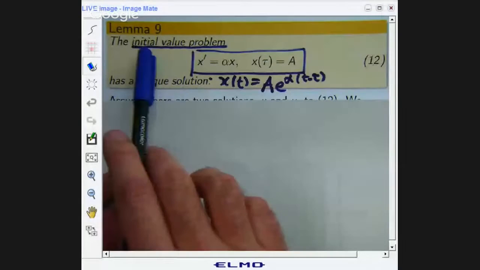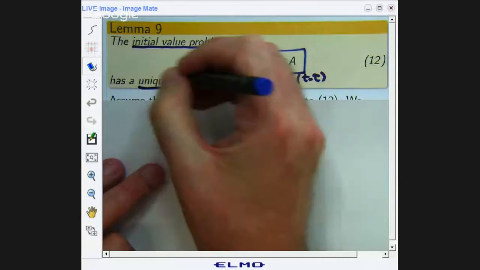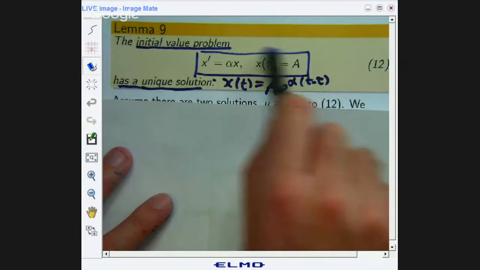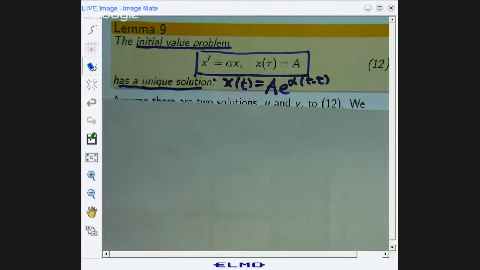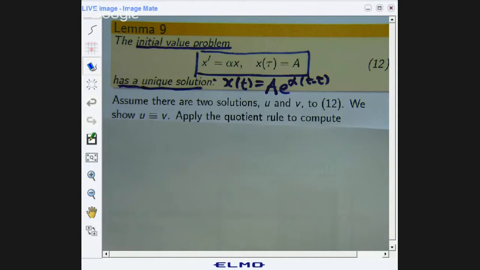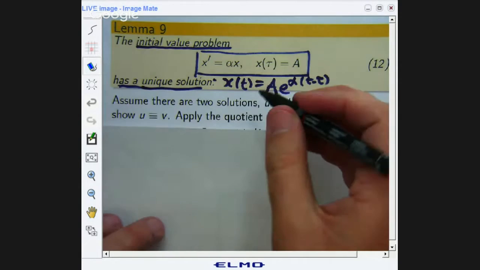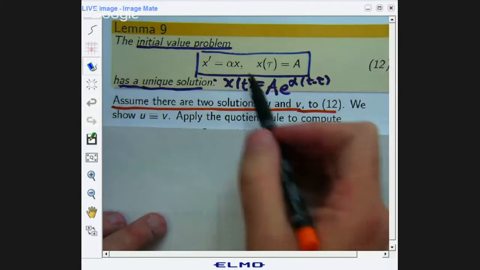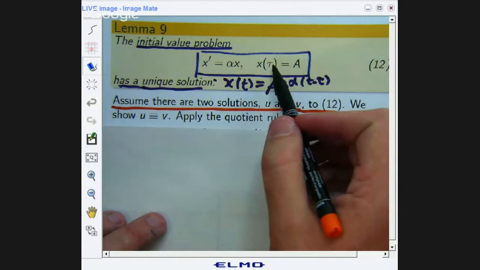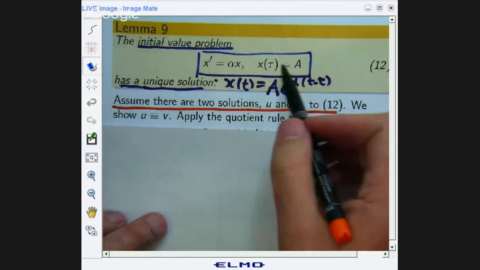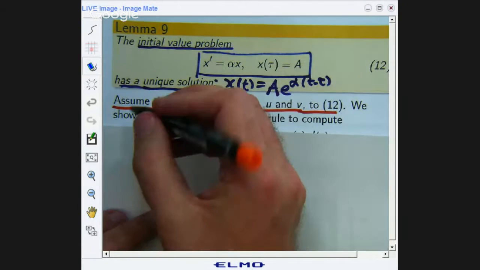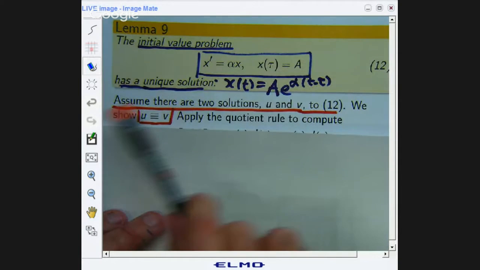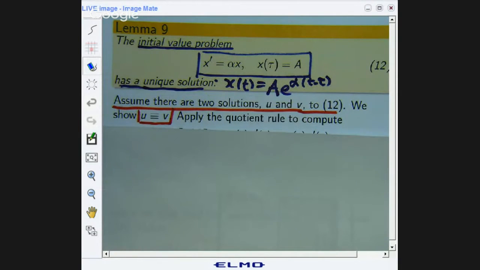All right, so the initial value problem has a unique solution given by this function here. Now, given that this is a solution to this problem, how do we know this is the only one? That's the thing I'm going to discuss now. So we use the following approach. We assume that there are two solutions, u and v, to the initial value problem. So u prime equals alpha u and u of tau equals a, and v prime equals alpha v and v of tau equals a. And what we do is we show that actually these two solutions are one and the same. They both are identical to each other.